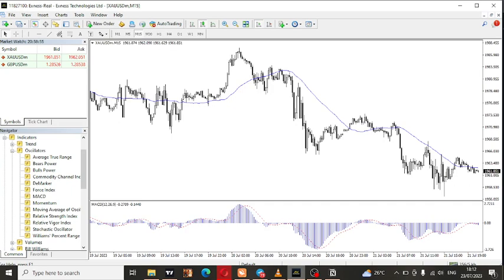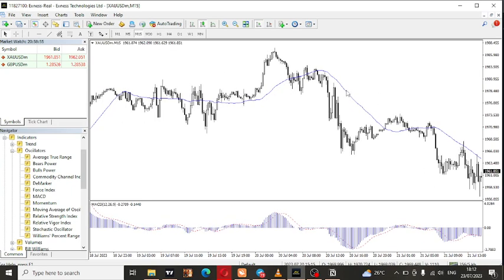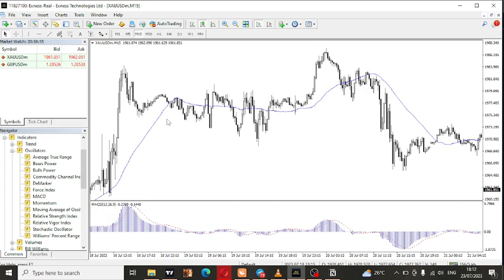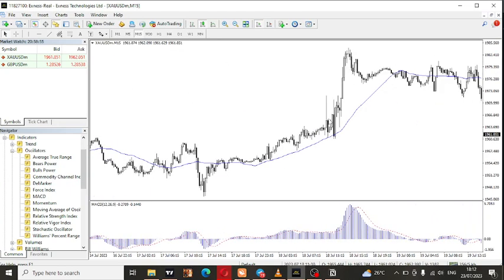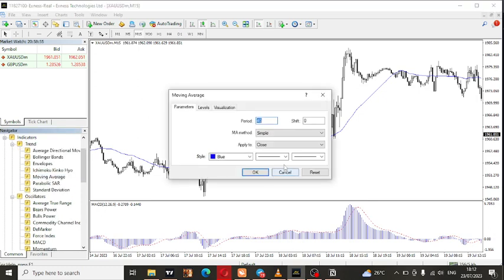Now I sent the settings into the group. You can do it on your phone, you can do it on your PC. But this is how to set it up. First of all, you have to click Control plus N for this navigation bar to appear. When it appears, you come to Trend and then you select your moving average. Make sure that the period is 40, shift 0, MA method is simple, apply to close, and then you can choose whichever color you are using. But for the scope of this video, I was using the blue color. And then you just press OK.